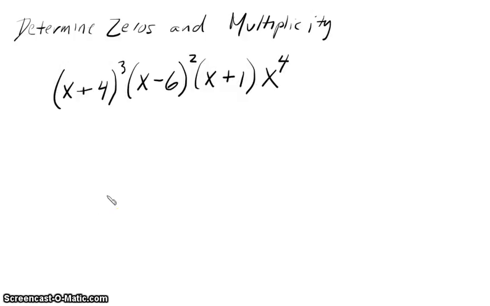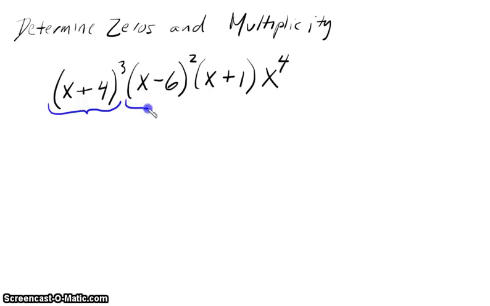Okay, Dan. So now we're on the next section, determine zeros and multiplicity. All you need to do here is look at each individual term and determine what makes it zero. So, for example, we're looking at this one.